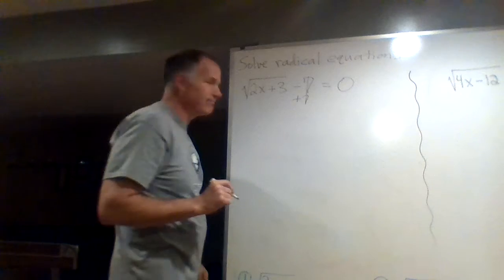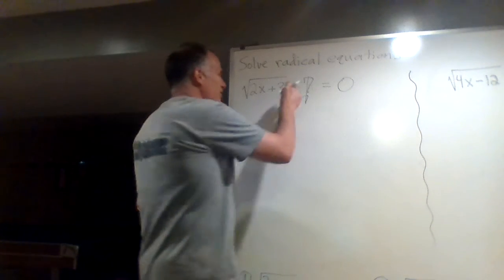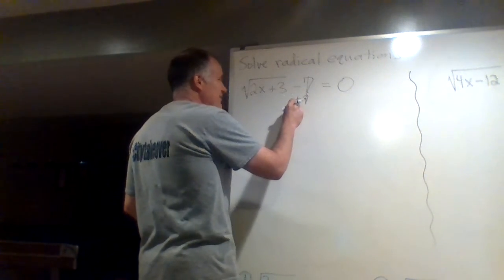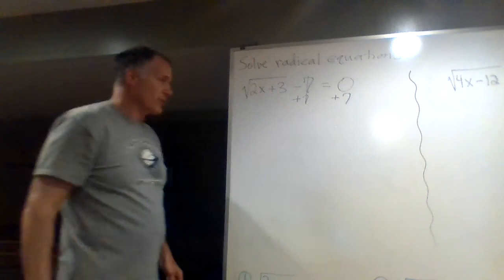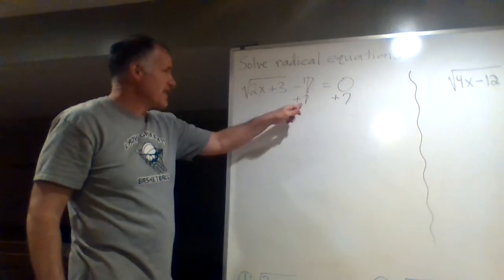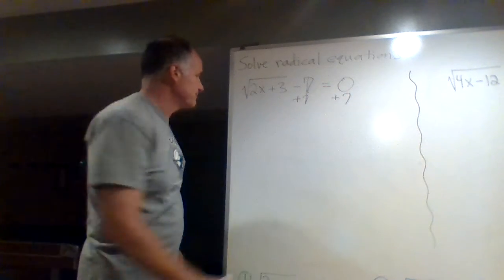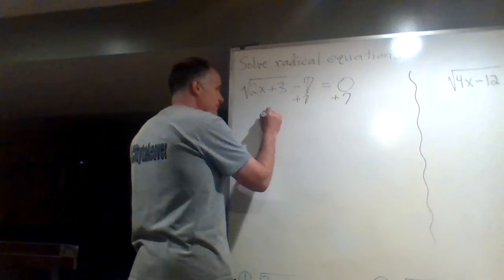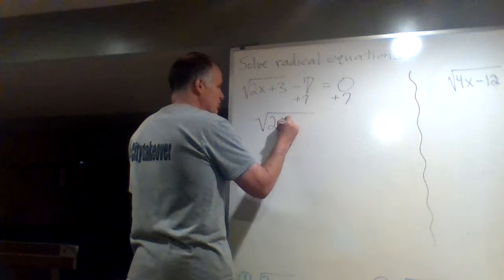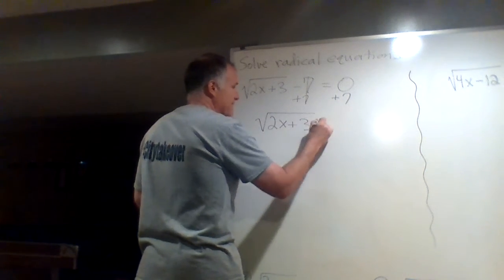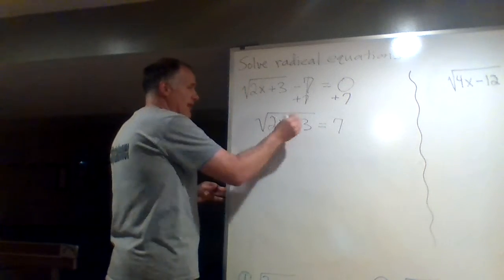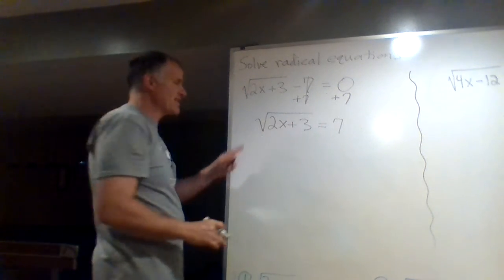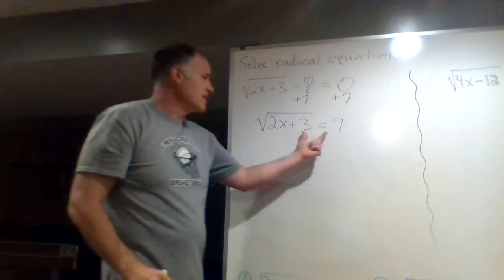Okay, so get rid of -7 with a +7. Again, whatever I do to one side, do the same to the other. So again, get rid of -7 with +7, 0 plus 7. Okay. So now 2x plus 3. Okay, 0 plus 7 is 7. Now that the radical's by itself, we see the radical equal to a number.